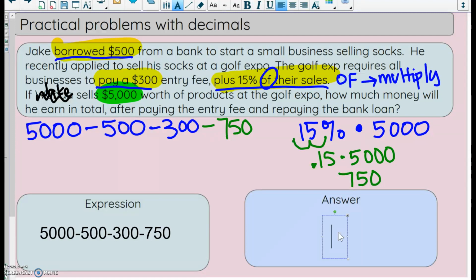And that gives me 3,400. And because this is a word problem, I want to label this. So I'm going to label this in dollars. Okay? All right. Use this example to answer the next question in the slides.